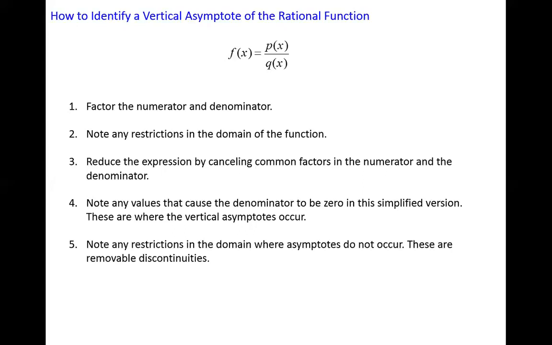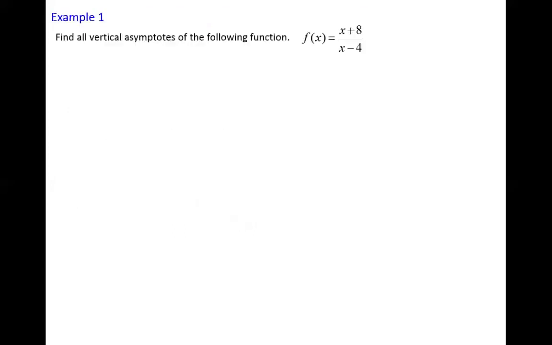Let's apply this to our examples. Find all vertical asymptotes of the following function, the rational function x plus 8 over the quantity x minus 4. We can see right away that 4 is not in the domain. This is important to notice, but do not assume right away that this will be an asymptote. We have to check a few things.